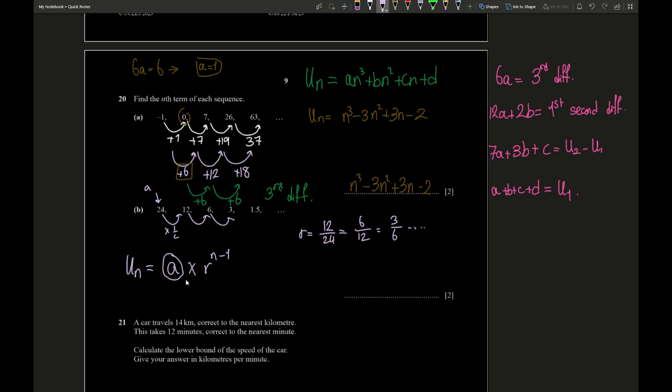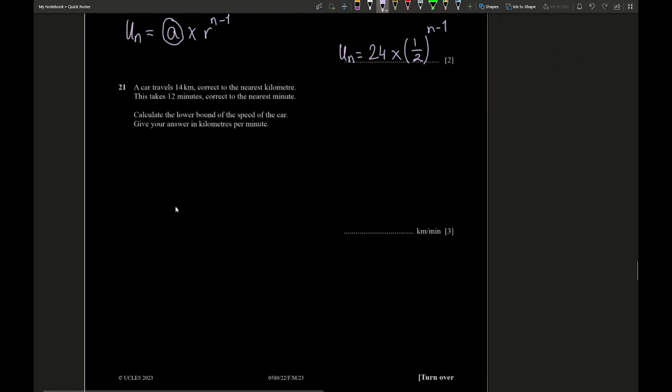So we know that a is 24, so un is equal to 24 multiplied by r, which is 1 half, raised to the power of n minus 1. And this is the answer for part B, question 20. On to the next question.